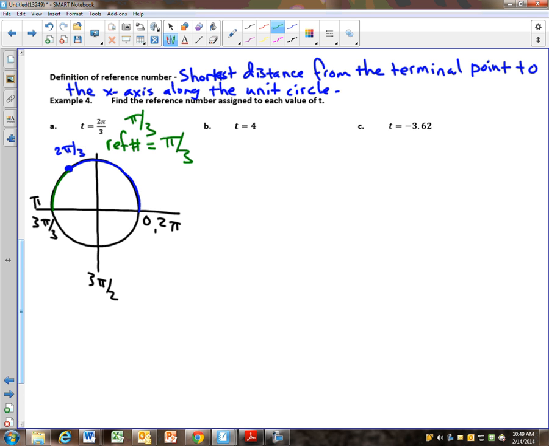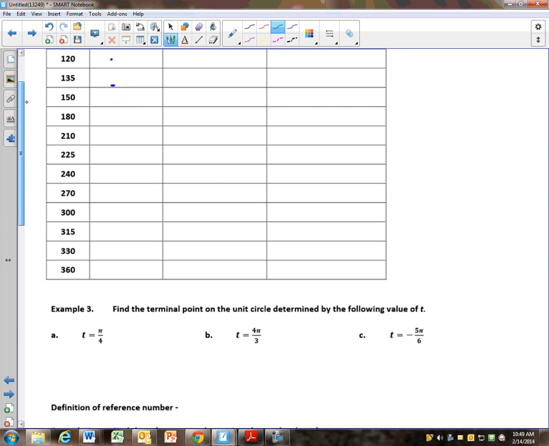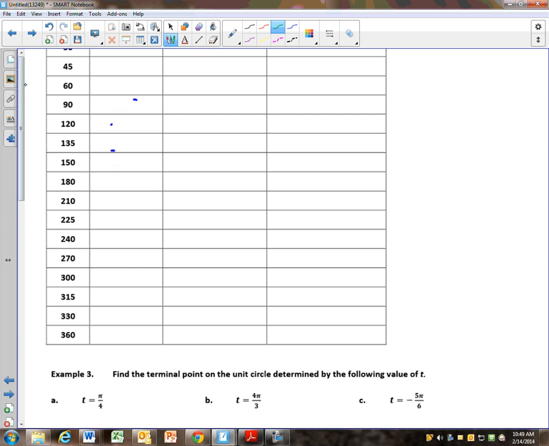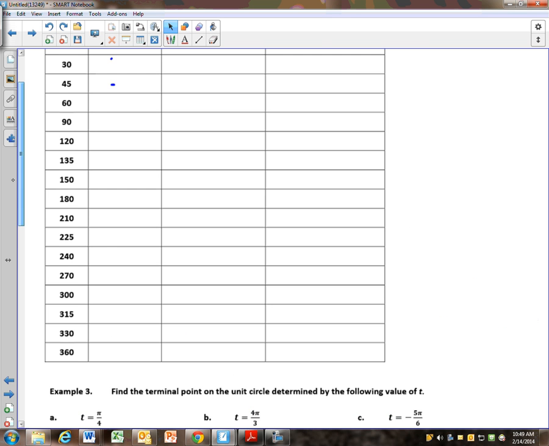Let's do a couple more examples. These are a little bit more involved. Let's do a couple more examples like that to make sure that we understand it quite well. I have space over here. Let's go there.